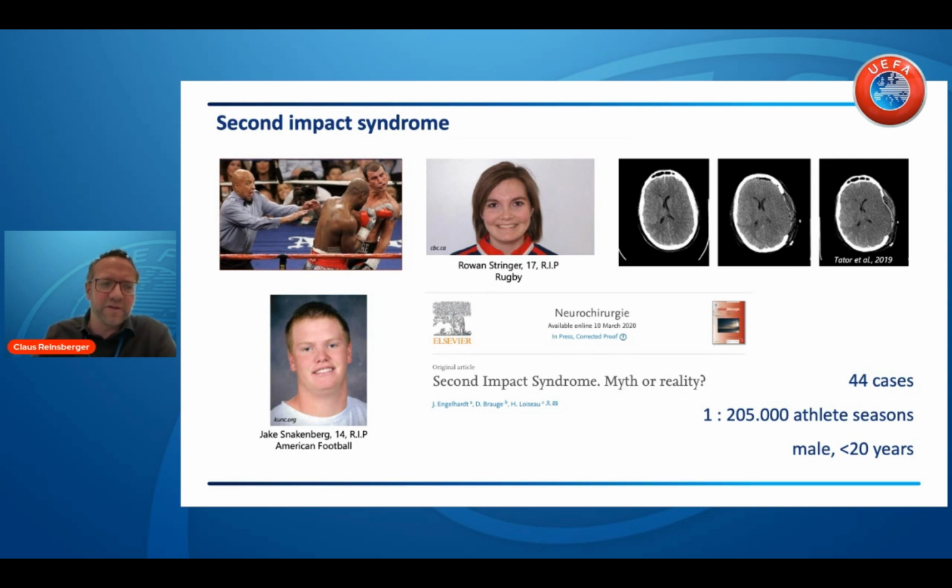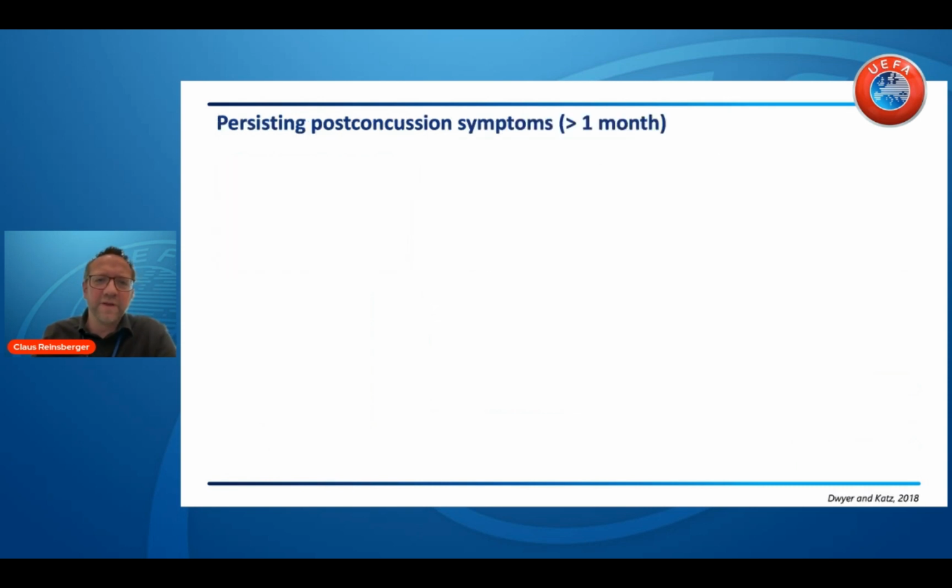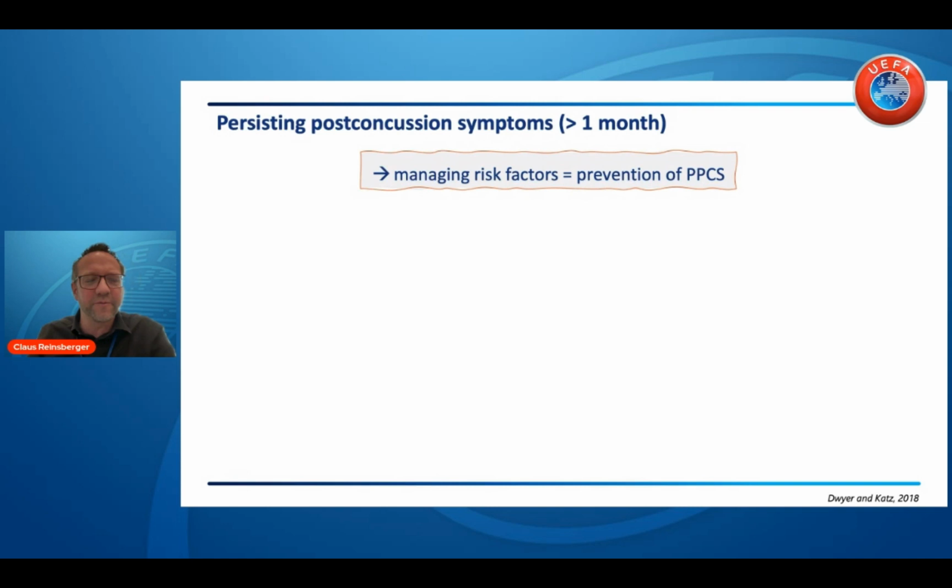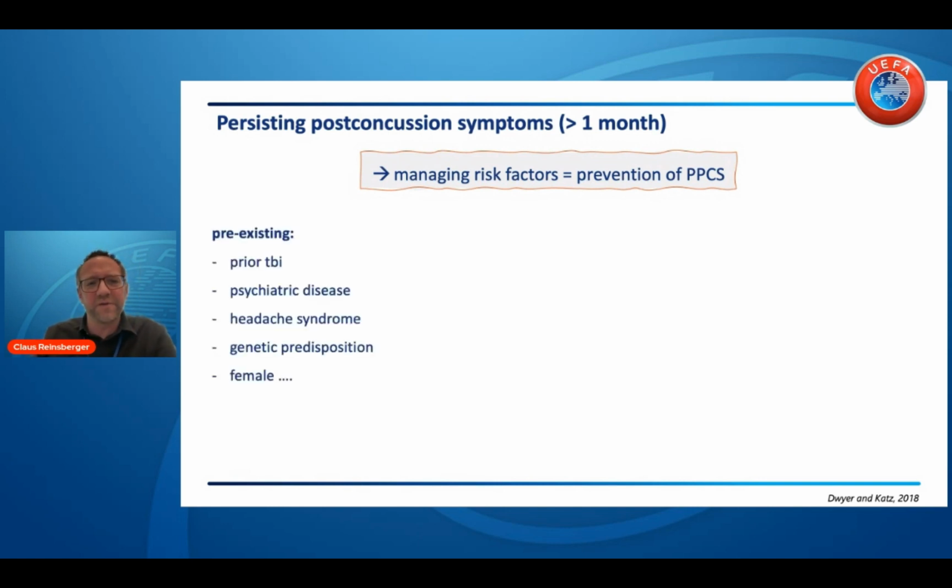On the other hand, there's a condition that is everything but rare, because if you don't belong to those 90%, you may present with persisting post-concussion symptoms. And please note that you should refrain from the old terminology, post-concussion syndrome, because it has been recognized that this is not a syndrome at all, because it presents so variably between different individuals. And the best thing to prevent persisting post-concussion symptoms, which means that your signs or symptoms may present even longer than 1 month after the injury, is managing the risk factors. Those risk factors can be pre-existing: patients with a history of concussion or TBI, psychiatric diseases, headache syndromes, genetic predispositions, or even the female sex and gender have a higher risk and should be treated more carefully.